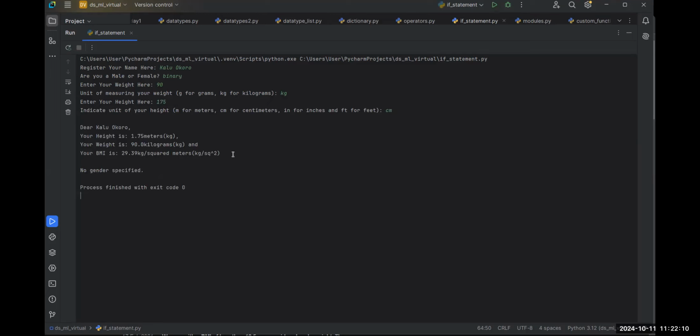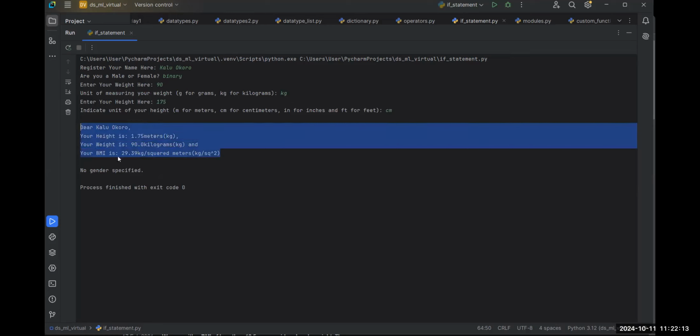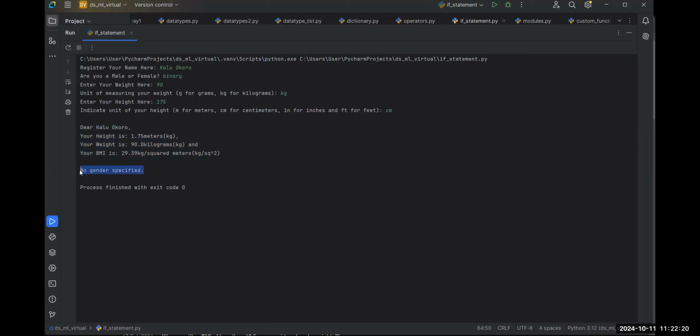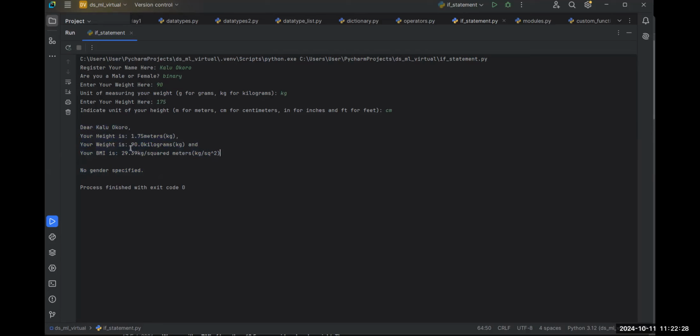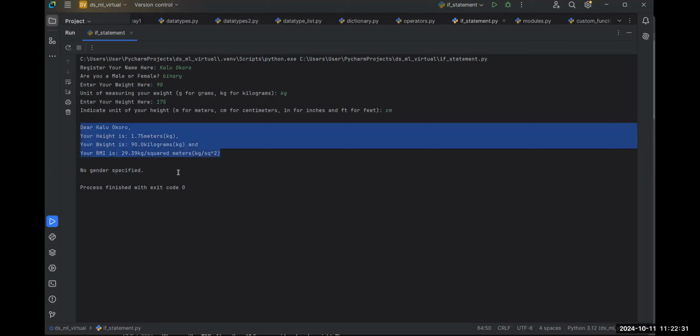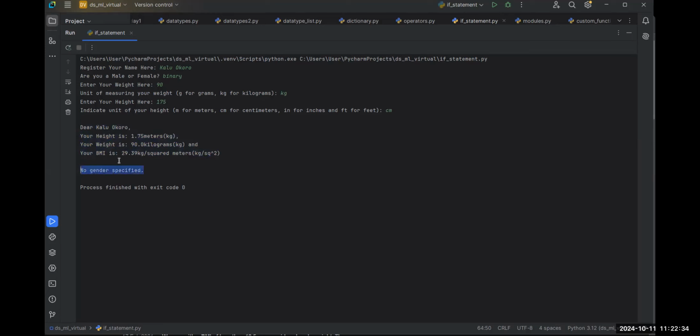It still printed the BMI, which it's supposed to do, but it will not tell you the gender specified. Yes, it's correct. Remember, it's doing two things at the same time. It will print the BMI for you, and at the same time, it's advising you on what to do based on whether you're a male or a female. But in this case, this person is saying he or she is binary, so it cannot give this person advice on what to do.